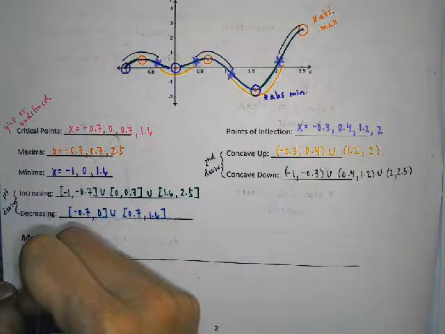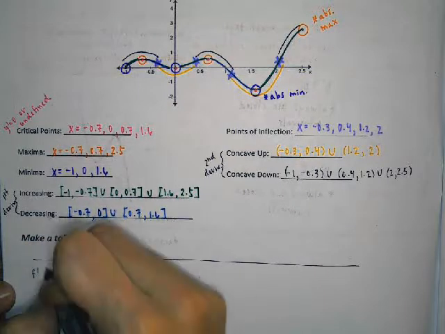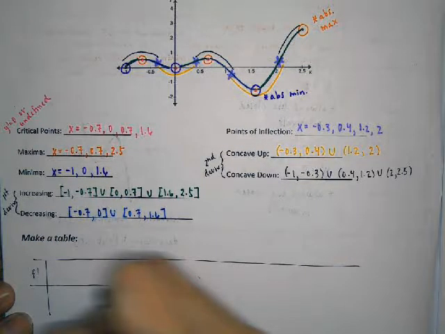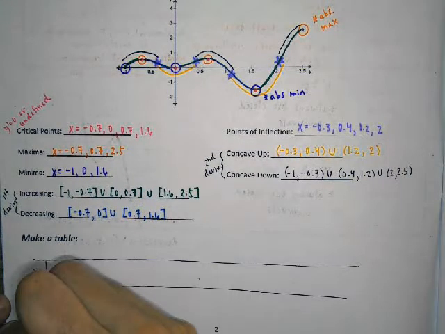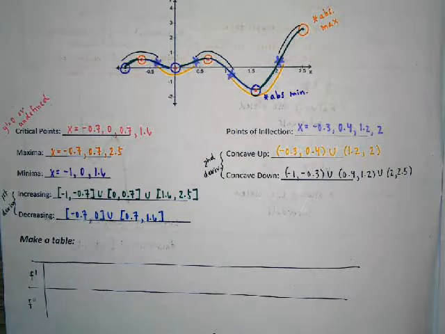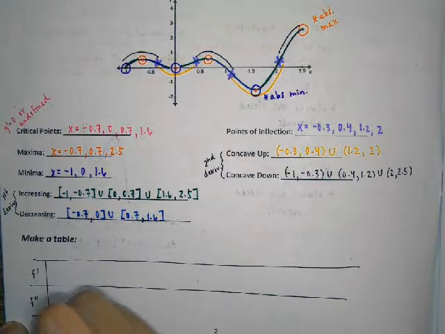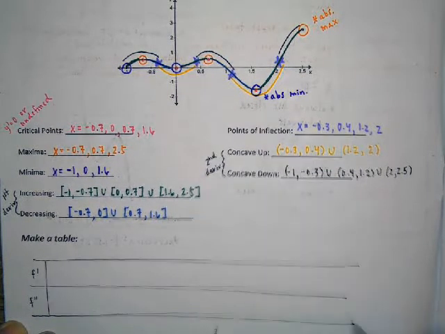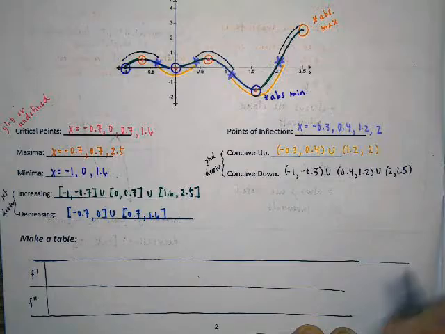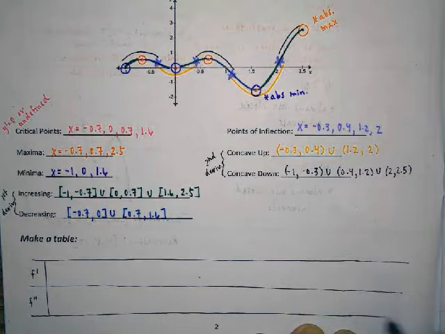And I'm going to record the information I have about f prime, so increasing, decreasing, and f double prime, which is going to tell me about the concavity. And I don't know if I'll need all this, but I'm going to give myself a lot of space here.